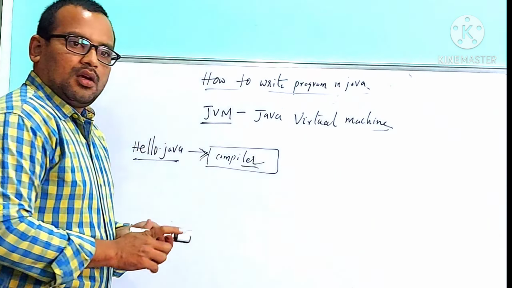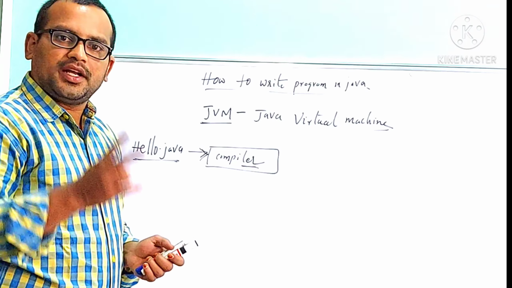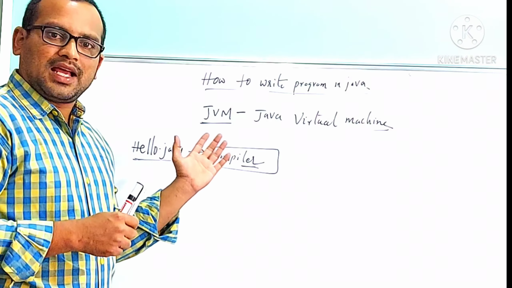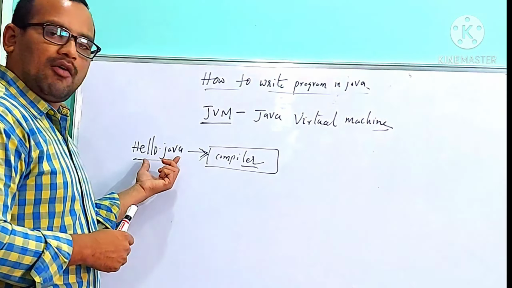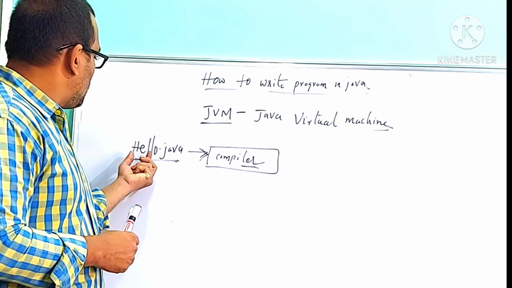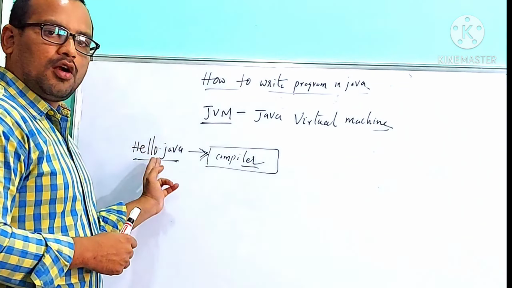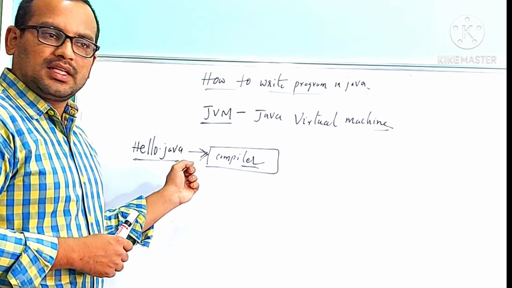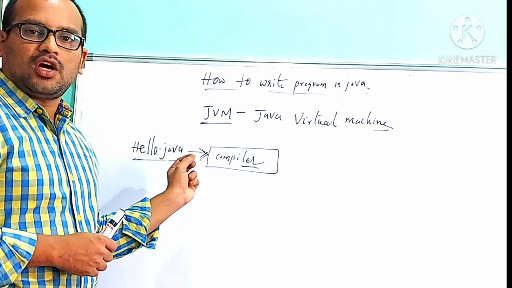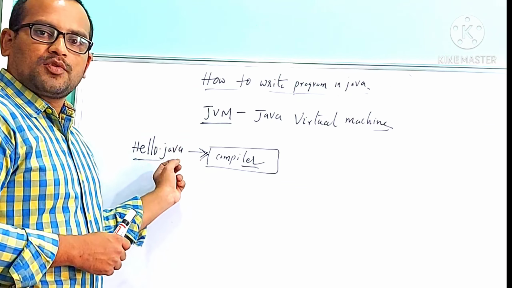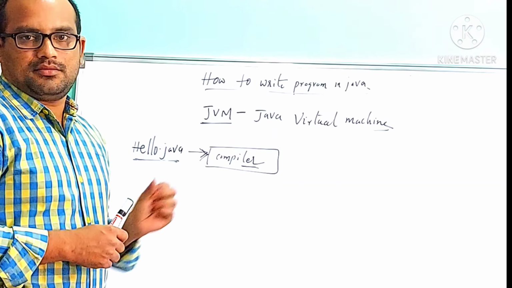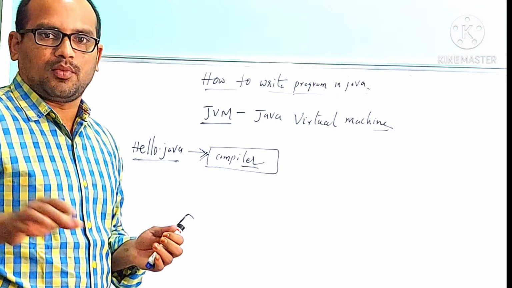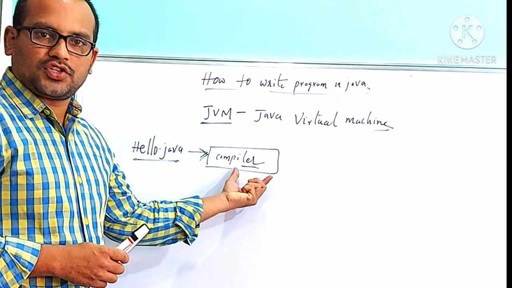Every Java program execution is a two-step process. The steps are as follows. First, we need a Java program. Assume I have one program with the name hello.java. Yes, every Java program should be saved using some name with the dot extension java. This program should be given to the Java compiler. How to give it to the Java compiler, we will discuss, no problem. So this is the first step.